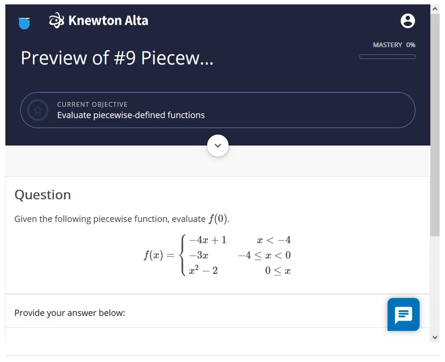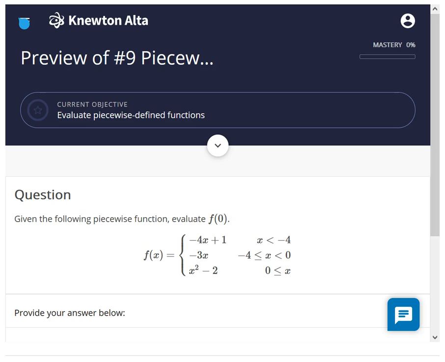Hey, how are you? I'd like to make a quick video to help you out with homework number 9, which is all about piecewise functions. I have an example here. It says, give the following piecewise function, evaluate f of 0.